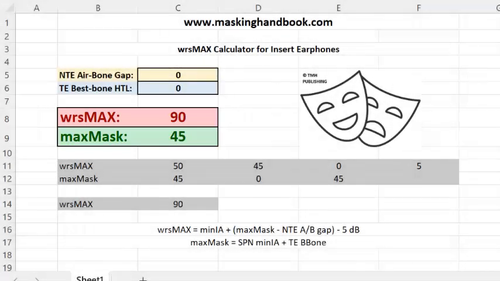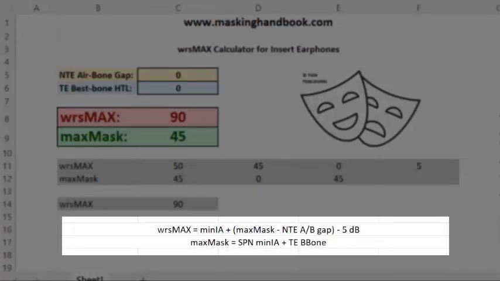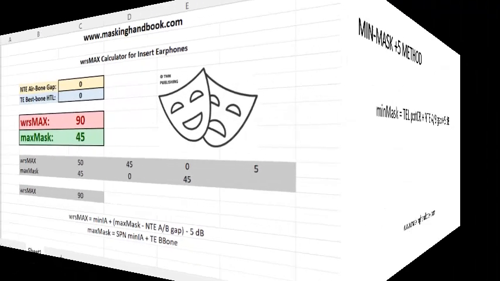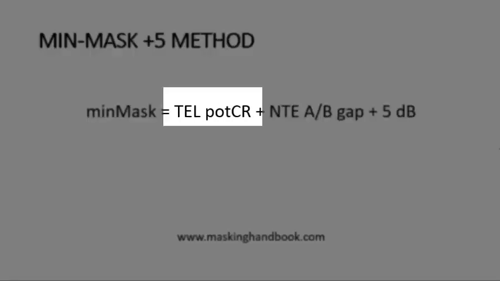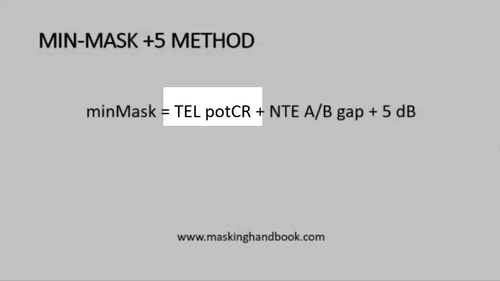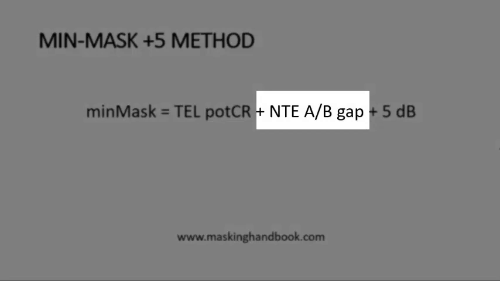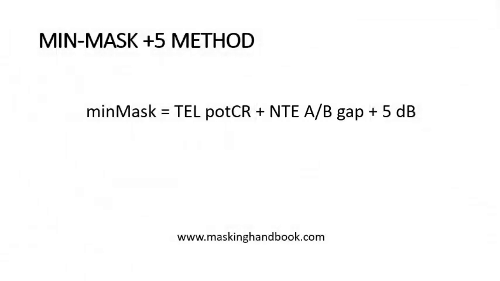The calculation is based on the min-mask plus 5 method of masking, along with estimating a maximum masking level allowable for a given situation. The min-mask plus 5 approach quantifies the amount of possible crossover that might occur from the test words delivered to the test ear, and it also compensates for any air bone gaps that might be present in the non-test ear masking side.